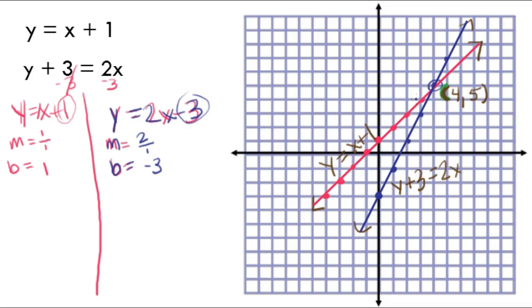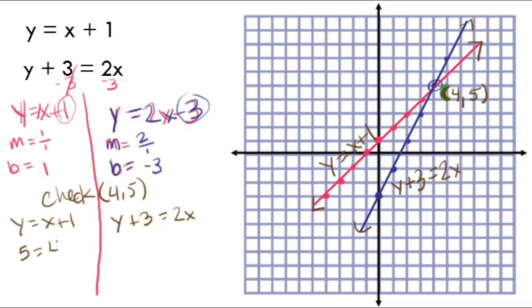Alright, so technically we visually answered it, but we still need to do the check, because the check's going to tell us if we really did it right or not. So we're going to check the point (4, 5). And you go back to the original equations they gave you, not the y equals form if you turned it into that. Then 5 for y, and 4 for x.